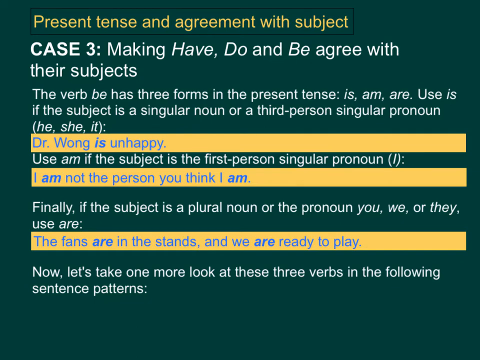Finally, if the subject is a plural noun or the pronoun you, we, or they, use are. The fans are in the stands, and we are ready to play. In this case, the fans are a plural noun. Now let's take one more look at these 3 verbs in the following sentence patterns.